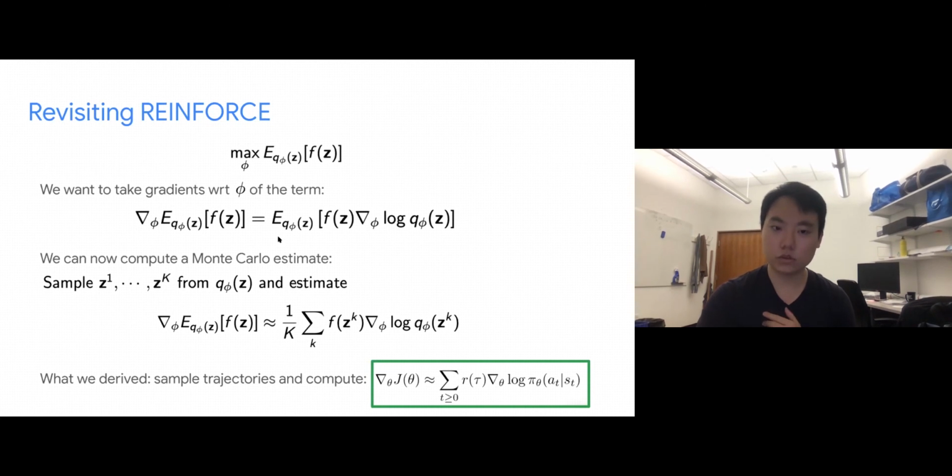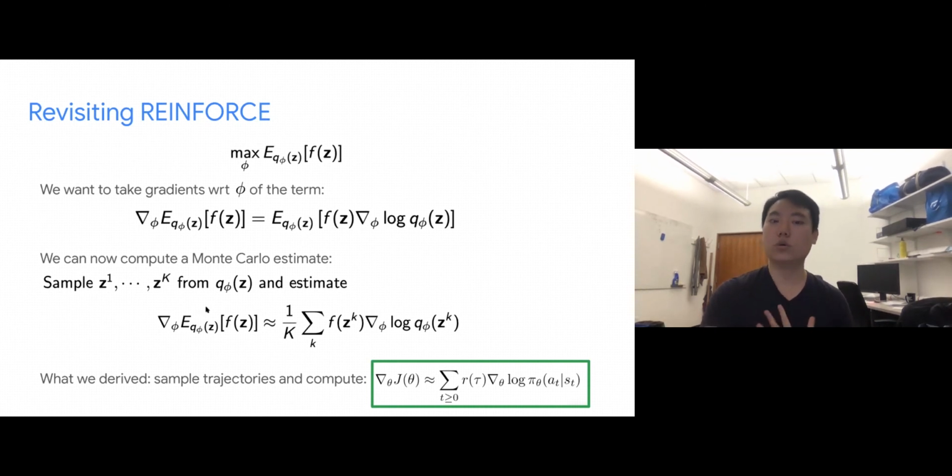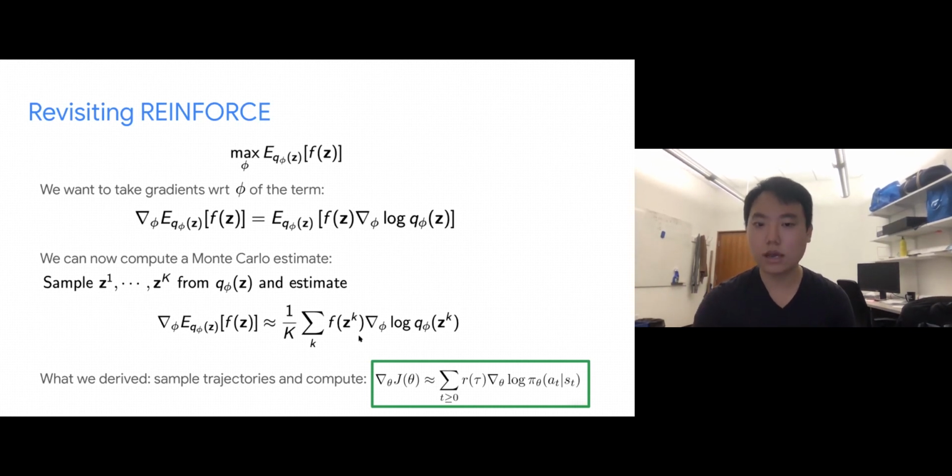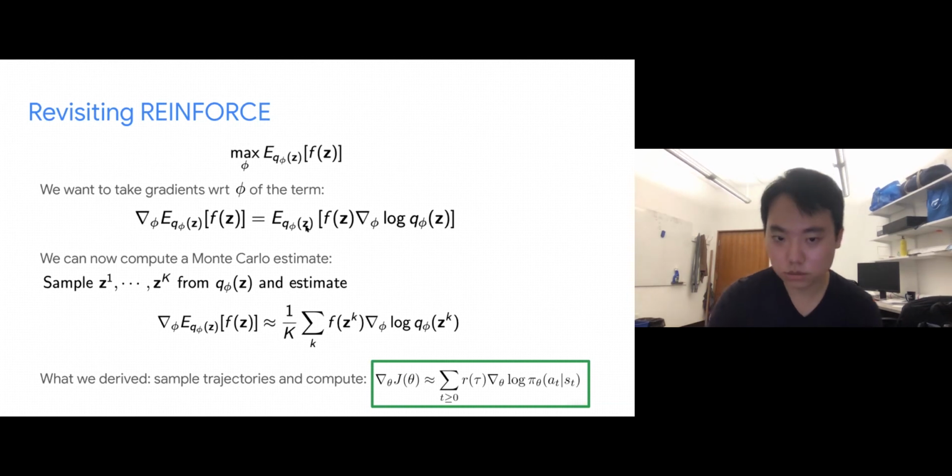And once you take the gradient, you can actually compute a Monte Carlo estimate. Instead of taking the true expectation over your Q of z's, which is difficult, what you can do is just sample a bunch of the z's. For each of the z's, compute f of z, and also evaluate the gradient with respect to the log probability of picking that particular z. Then I'm going to take an average over a bunch of z's, replacing the expectation with an average.